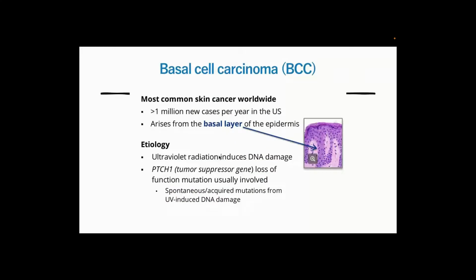All right, moving on to basal cell carcinoma. Basal cell carcinoma is the most common skin cancer worldwide. It arises from the basal layer of the epidermis. This purple part here is the top layer of your skin, and the very bottom of this junction is called the basal layer. After sun damage, this basal layer can get out of control and start growing down deeper into the skin, and that's what creates a basal cell carcinoma. UV radiation induces DNA damage, and then it creates a loss of function in this gene called PTCH1.